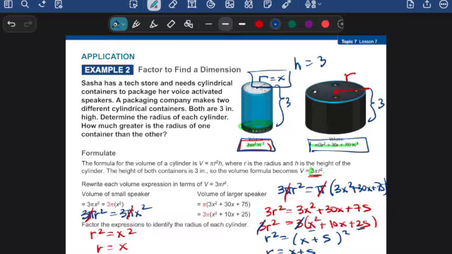So the radius of the blue cylinder is just x, and the radius of the black cylinder is x plus 5, or it's 5 units or 5 inches more than the radius of the blue cylinder.